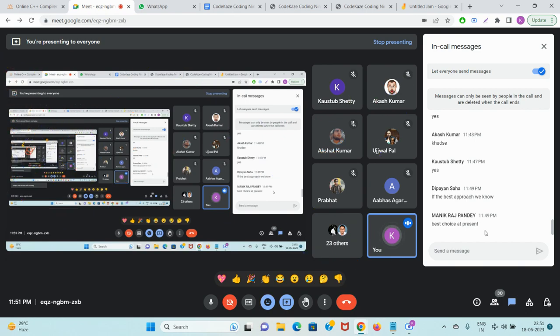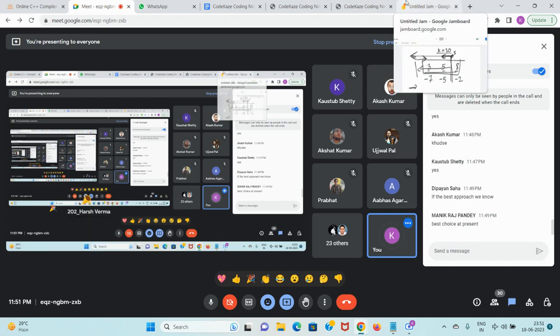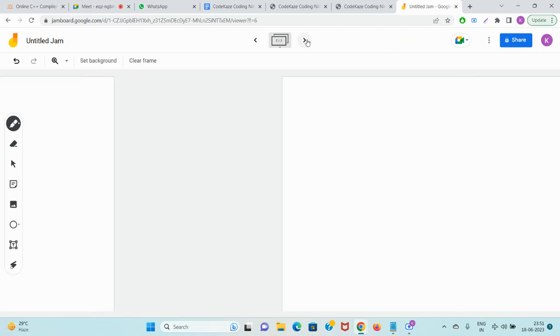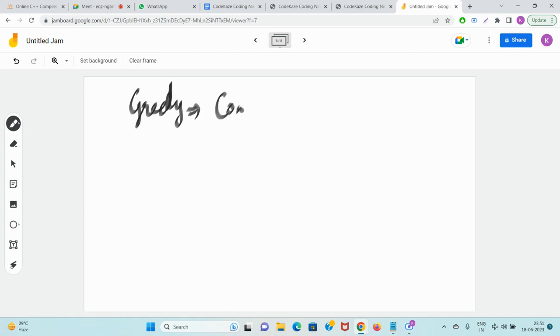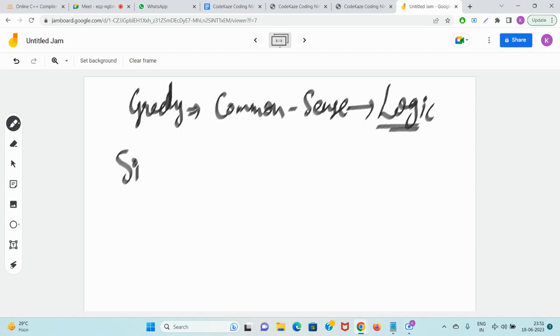So guys, now let's do the analysis. Yes, Harsh. Very good. Guys, always remember, to solve a greedy problem, all you need is common sense. You need common sense. Earlier I used to think common sense is very easy, but that's not the case; for that you need logic. So now let's try to figure out very simple cases, and the simple cases will give us the answer. You will be very happy once you figure it out.